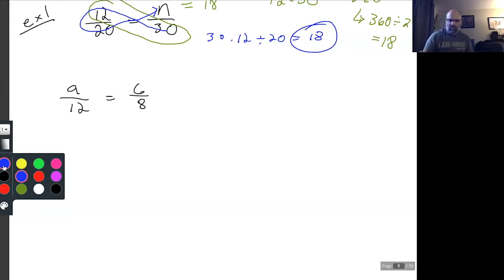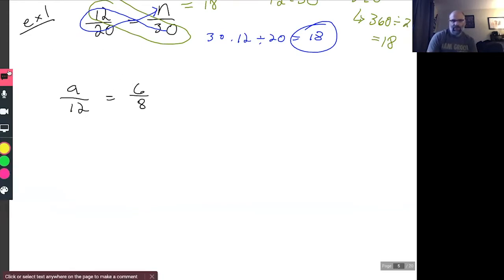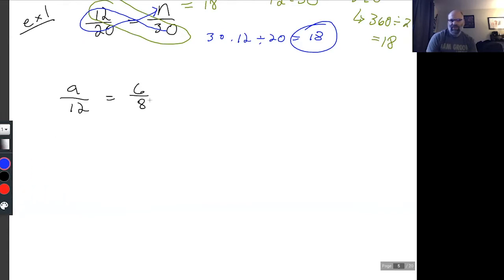Anybody got it? You guys need more time? Got it? Okay, I'm going to do it. Let's see if I got the same thing you did. So the only cross product I can multiply is 12 times 6. So I'm going to multiply 12 times 6 and then divide by my other number. 12 times 6 is 72 divided by 8 equals 9. Is that what you guys got?